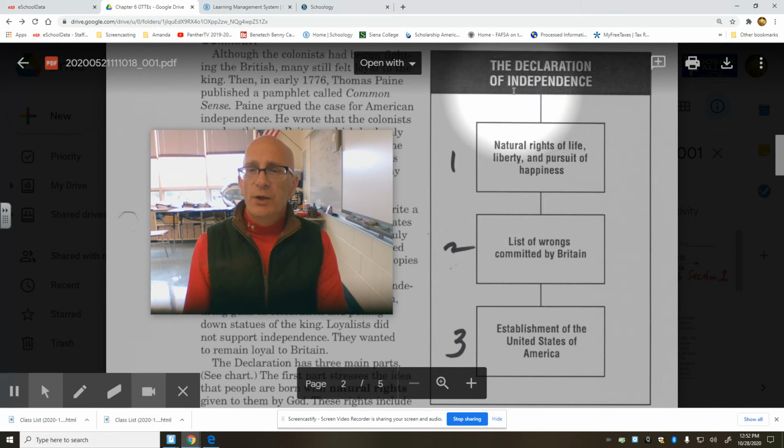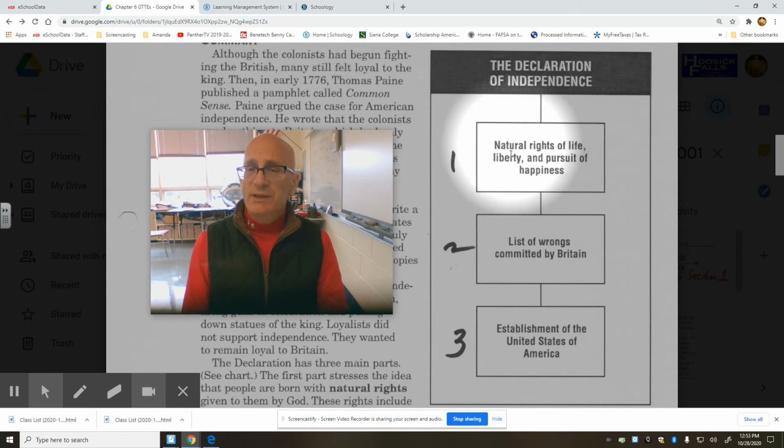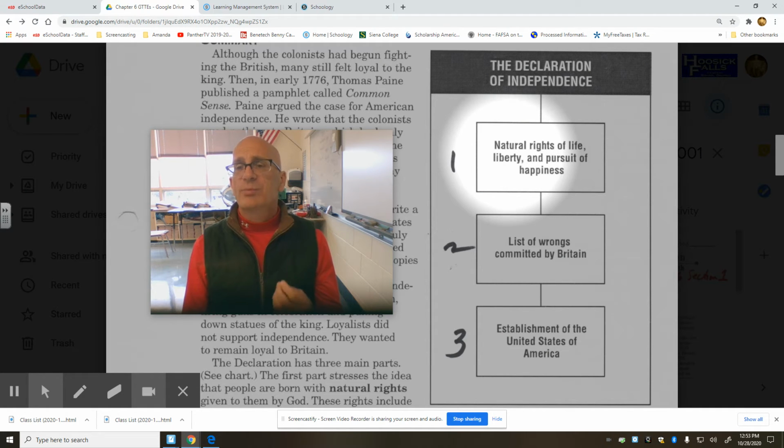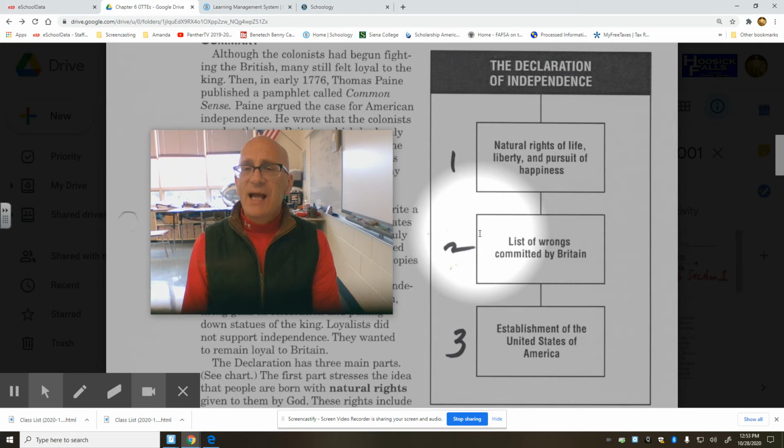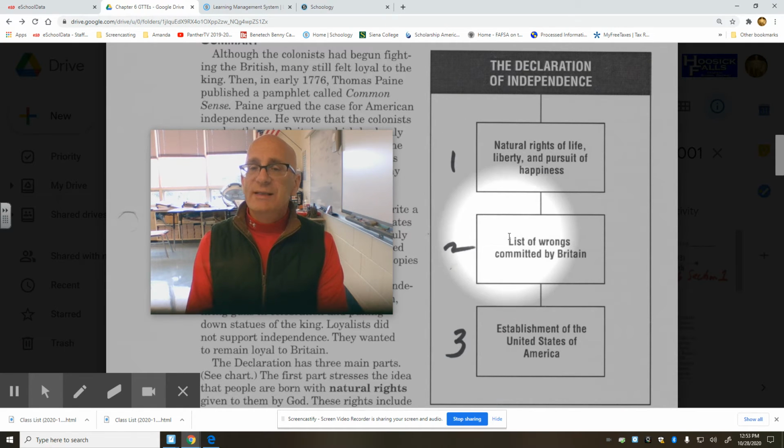Now let's look at the chart on the right-hand side of your page titled The Declaration of Independence, and I've broken it down here into 3 segments. The first part, the beginning of the document, begins with the section on natural rights, which are life, liberty, and the pursuit of happiness. Okay, that's the first section, the list of natural rights. The second section, or the second segment of the Declaration, lists the wrongs committed by Britain.